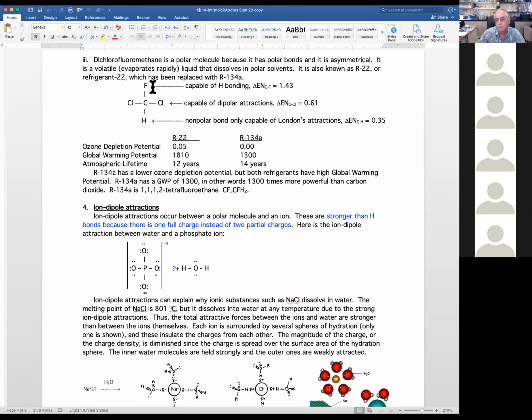So can you imagine if some water got into that? Say your R22 was contaminated with water. What would be happening with this fluorine right here? You'd be having hydrogen bonding. And I don't think your air conditioner would work anymore.